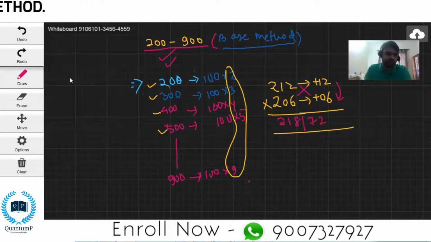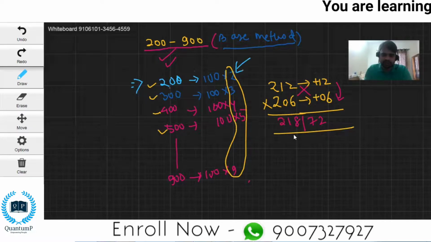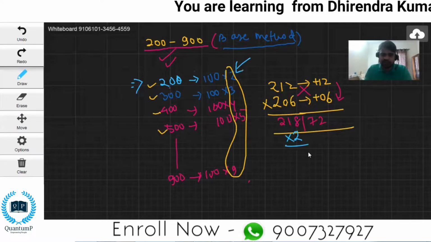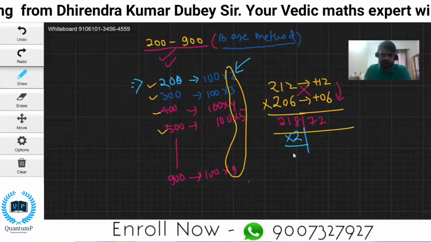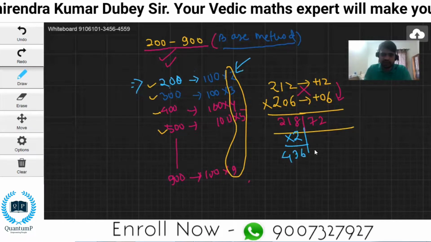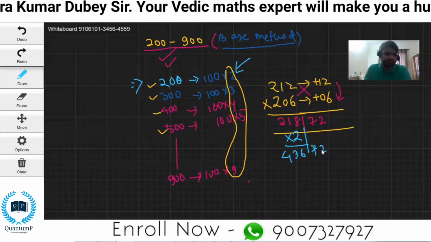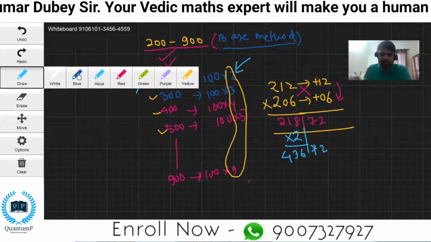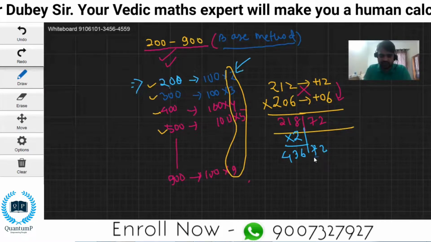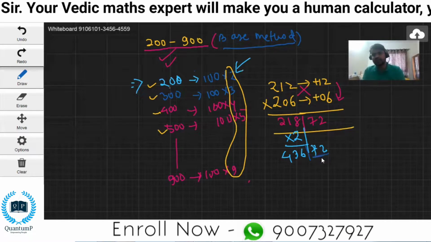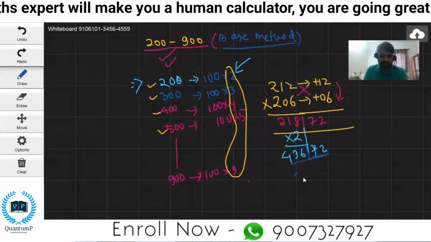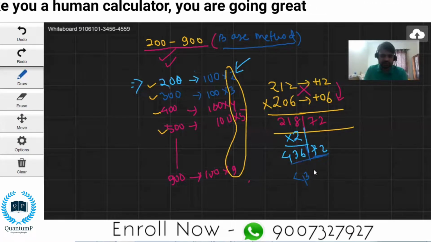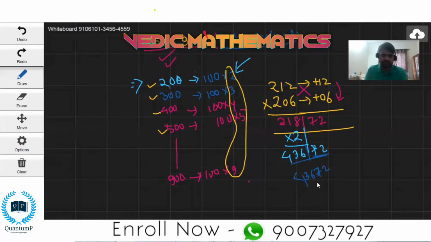As I said, you have to multiply by 2 here, so only the left portion will be multiplied by 2. So 218 into 2 is 436, and there is 72 on the right hand side. Obviously after this line there should be two digits, and they are already there. So our final answer is 43672.